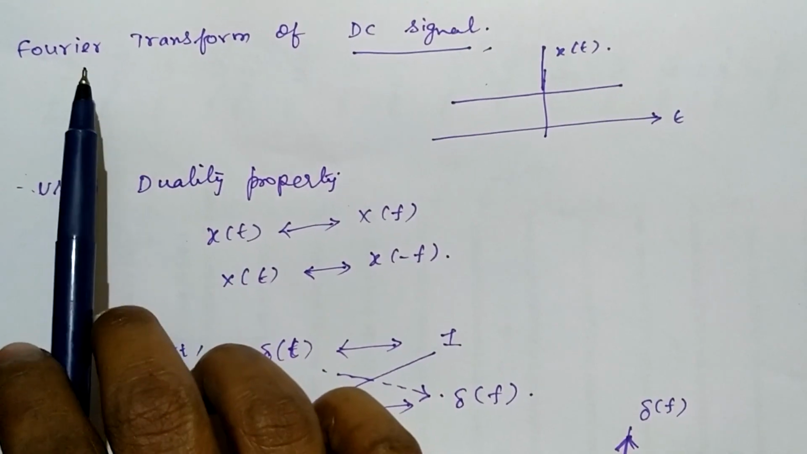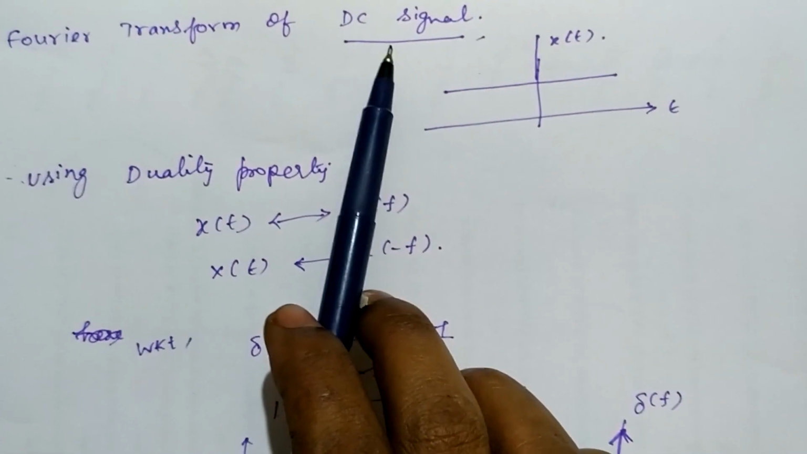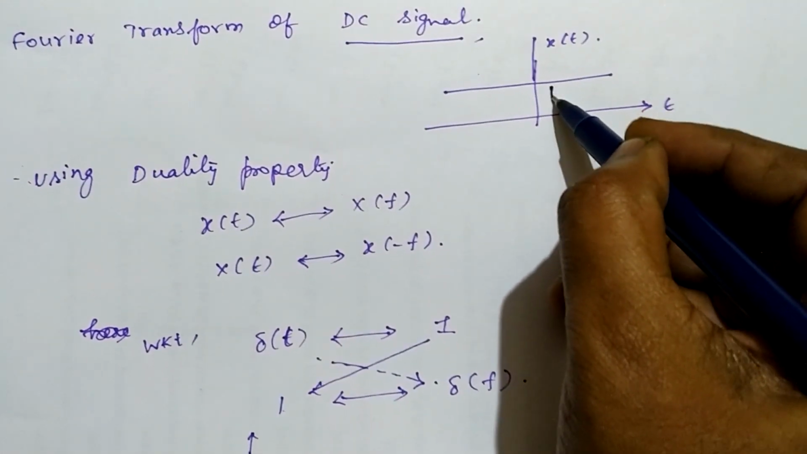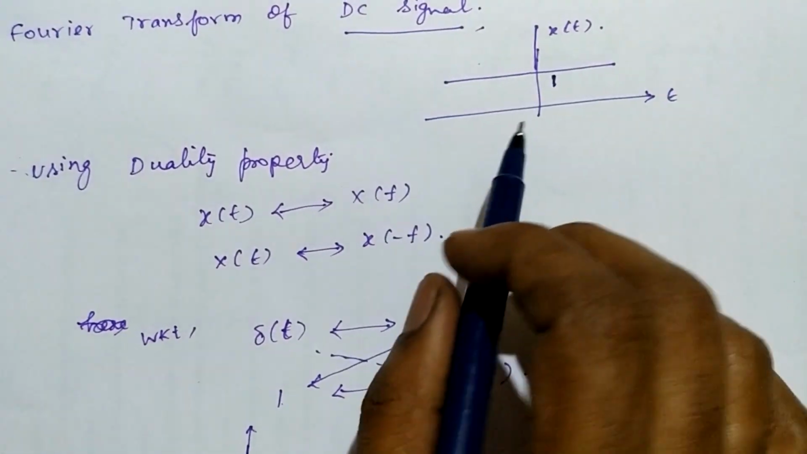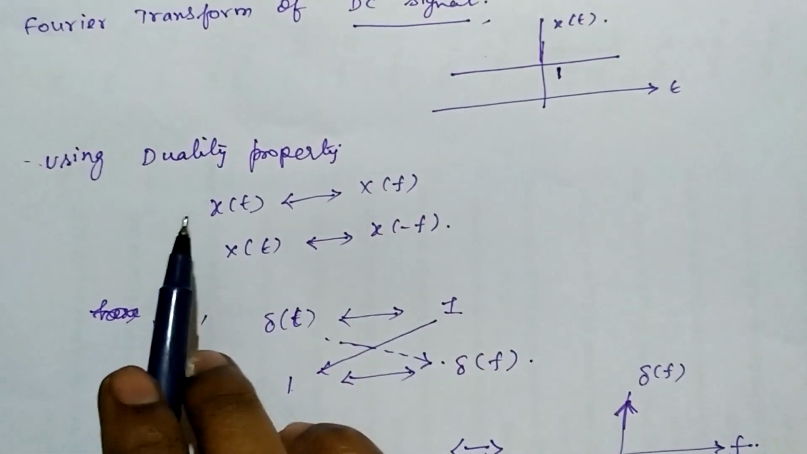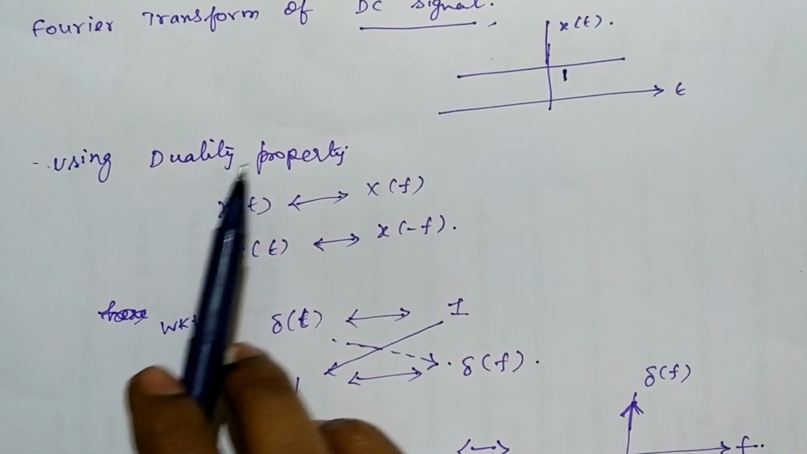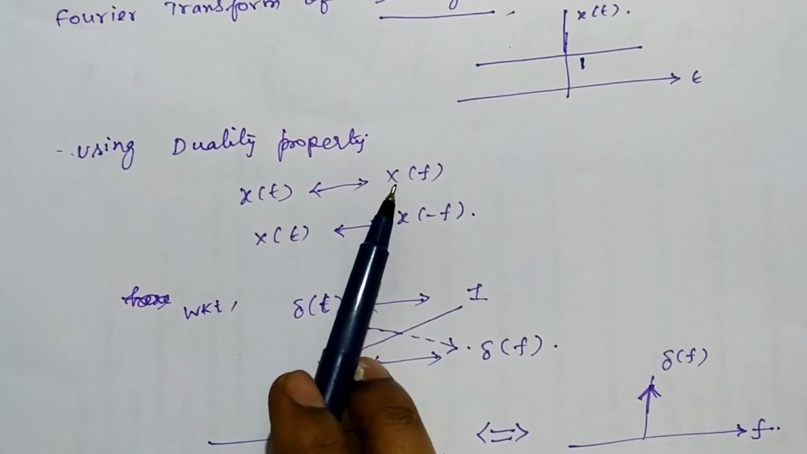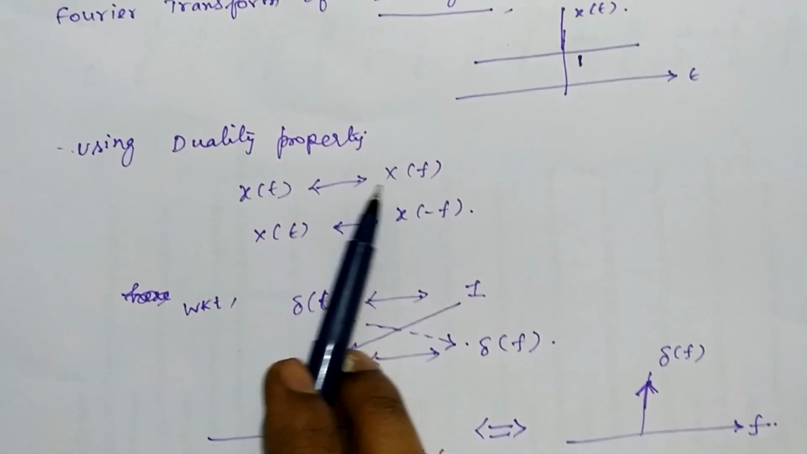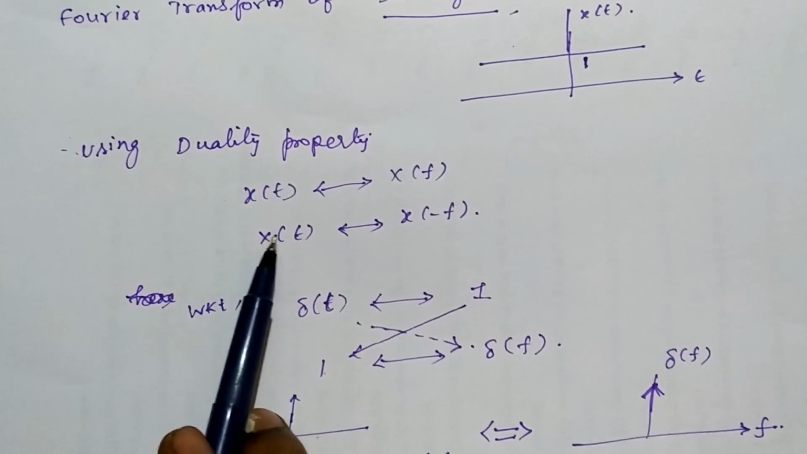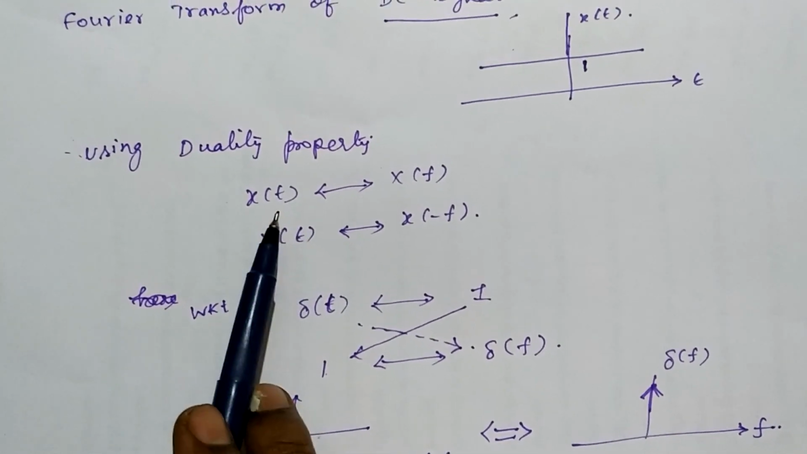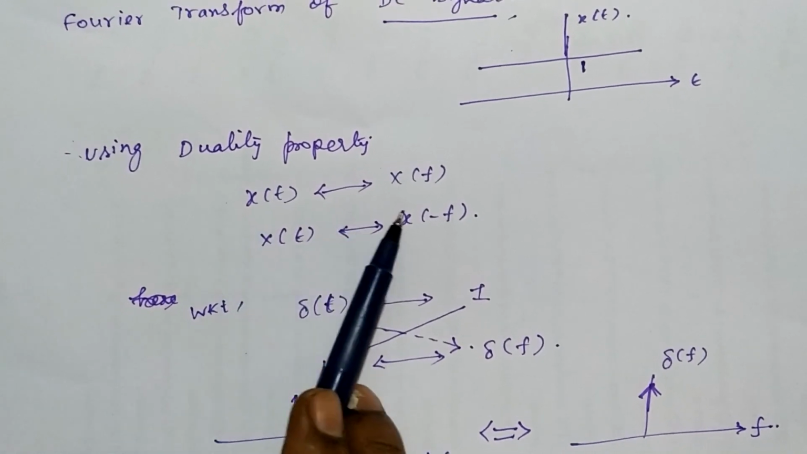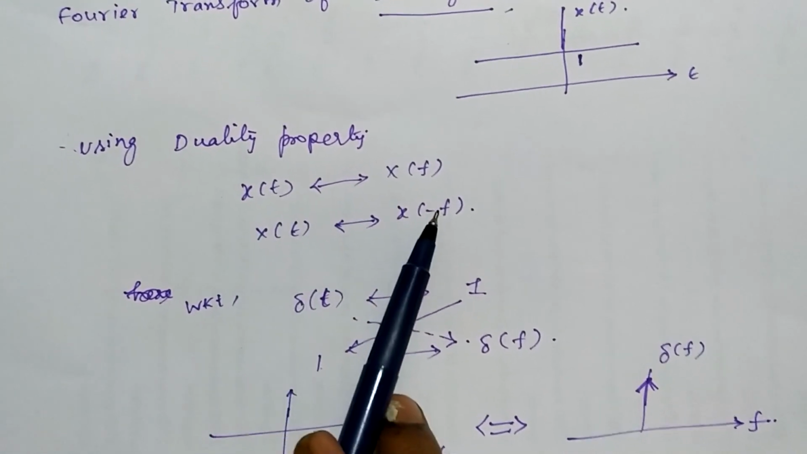the second question is the Fourier transform of a DC signal. I have the DC signal whose value is 1. Throughout the entire time, the value is 1. Using the duality property: x(t) has Fourier transform X(f). Whatever function we have, place it here and replace f by t, and its Fourier transform is whatever function we have here, with t replaced by minus f.